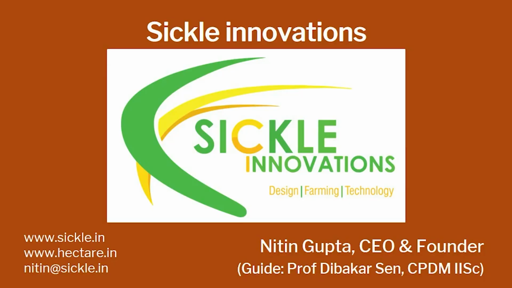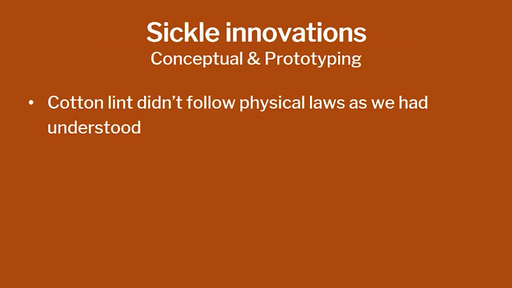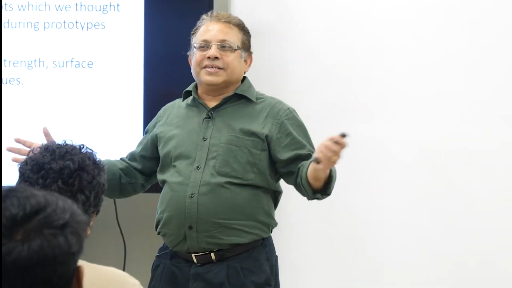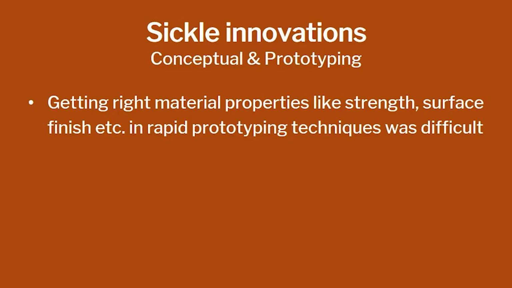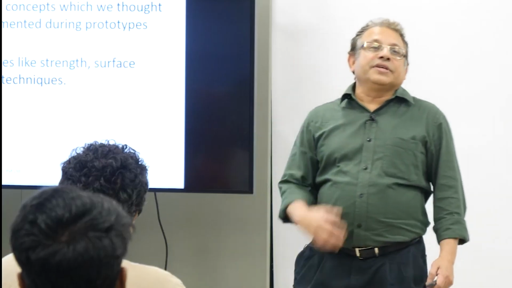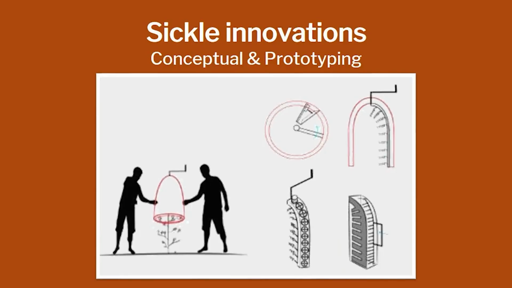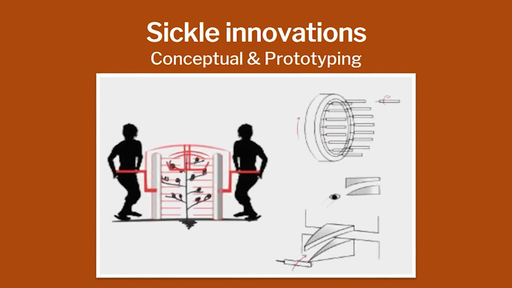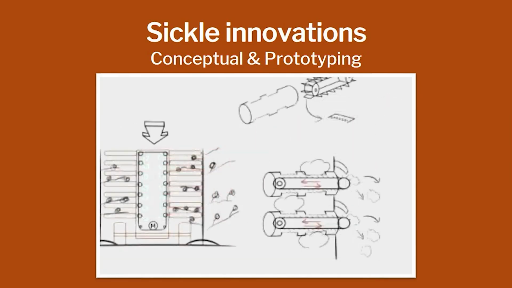So Nitin Gupta became the CEO and the founder of it, and it was done under the guidance of Professor Diwakar Sen at CPDM when it started. So it didn't follow physical laws as you have understood. Okay, so they tried many things and it worked reasonably well, but many times when the prototype failed miserably. As I said, you have to come up with multiple ideas and you fix them as you go along. Getting the right material properties like strength, surface finish and so on was a major challenge. They were using rapid prototyping because they wanted to do it quickly. So they went through the cotton pod, they tried the idea, and then they worked through that.